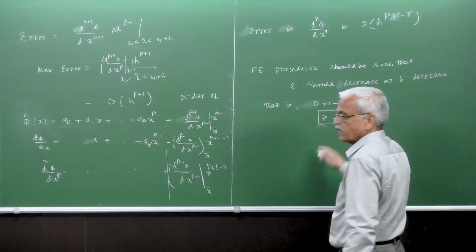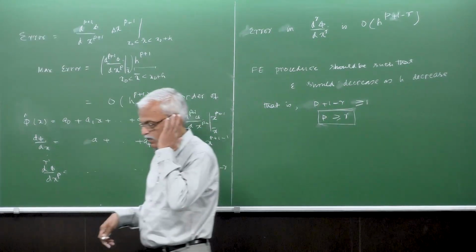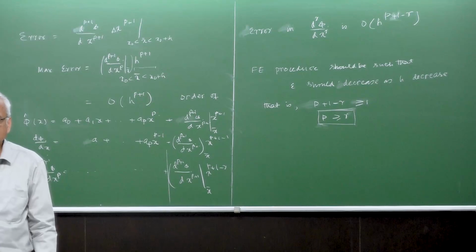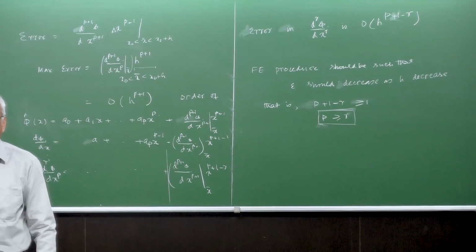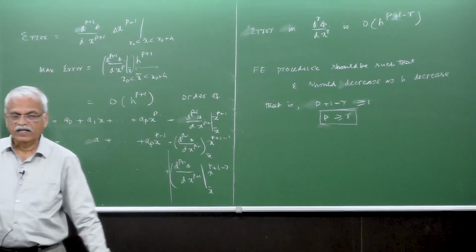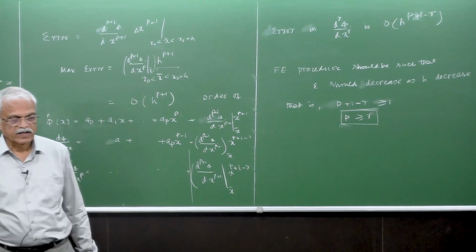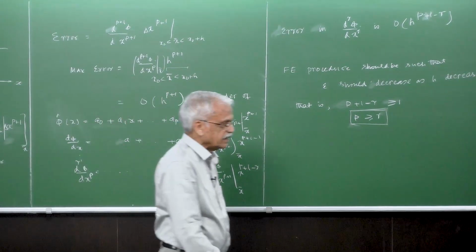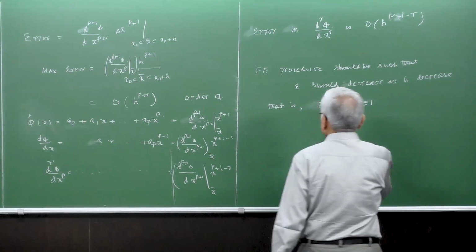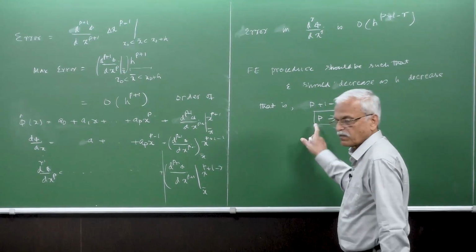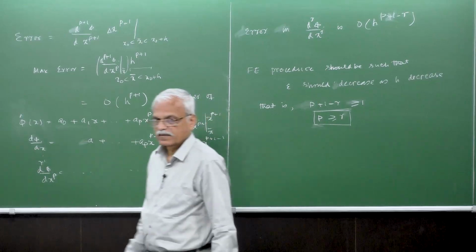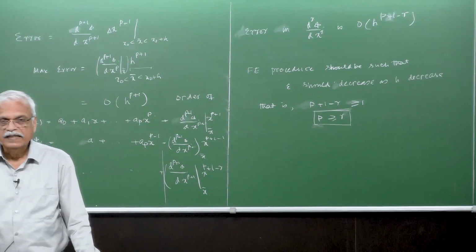P should be greater than or equal to r. So for example, in your finite element approximations where you find this to be a linear first derivative, du by dx or d phi by dx, then the derivative is 1. So if r is 1, the polynomial should be at least linear.